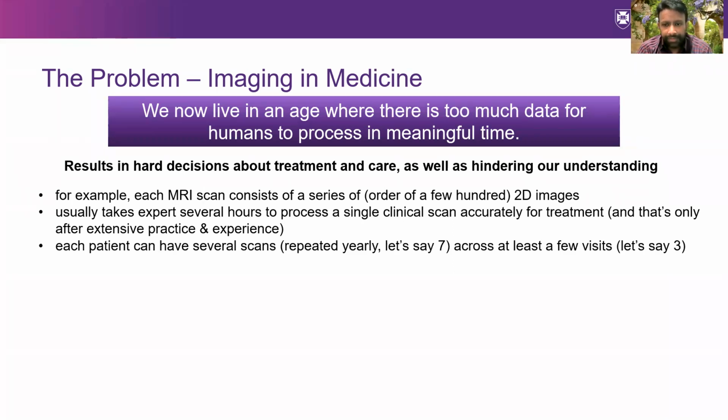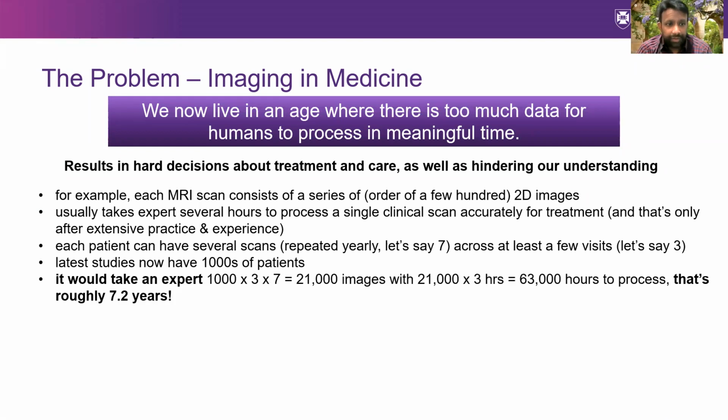And just for numbers, a patient might have several of these scans and might have a few visits. So 7 scans and 3 visits. And maybe now you're trying to understand osteoarthritis, so you have to look at 1,000 patients. So if we put all of that together and it takes 3 hours per patient, we're looking at 7 years of processing.